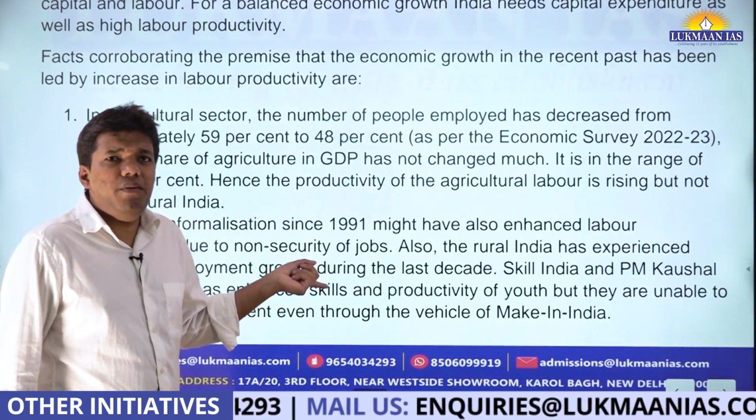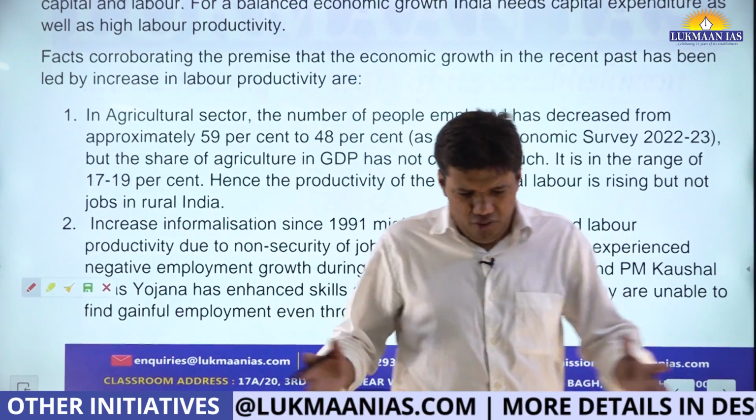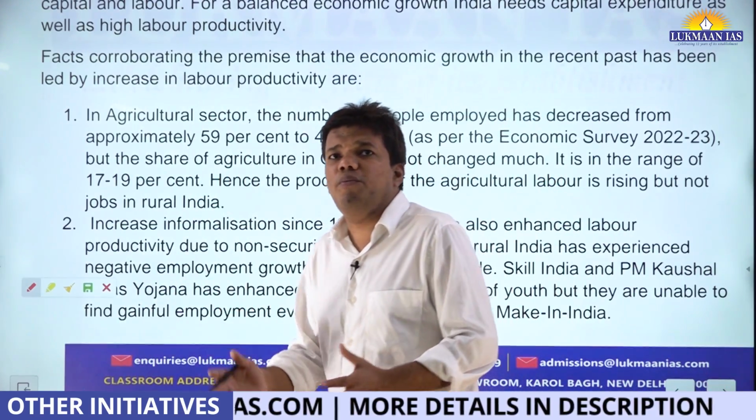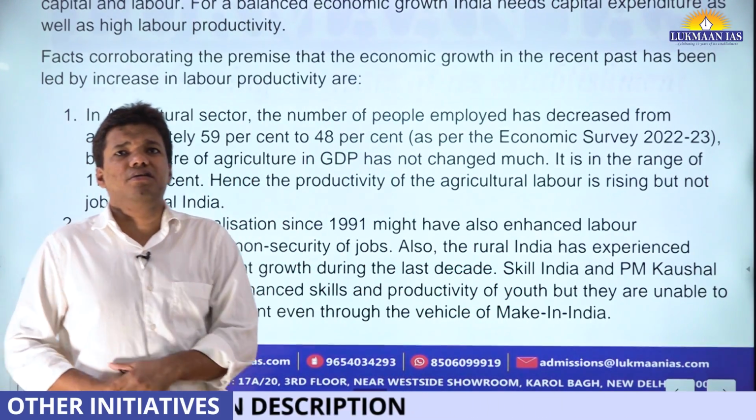Let's say I can predict in 2024-25, the percentage of people involved in agriculture would be somewhere between 45 to 46%, and more or less I can say this with 99% certainty. So what is happening in the agriculture sector? Your 17-18% GDP share is still maintained, but the number of people involved has come down from 59 to 48% in the last decade.